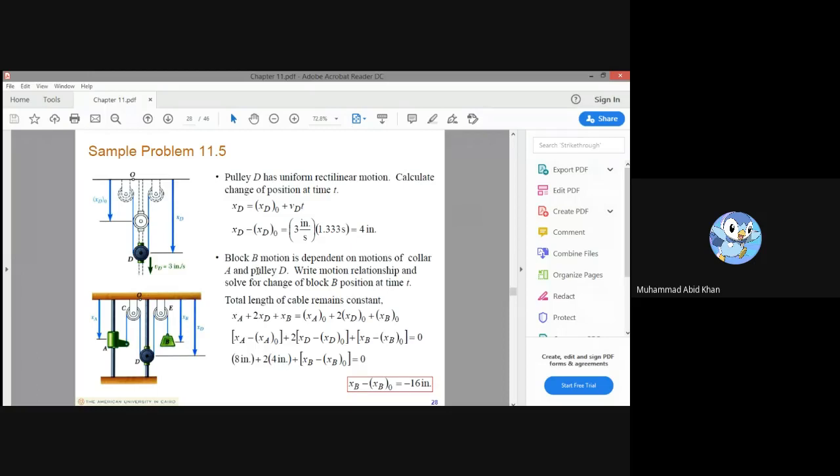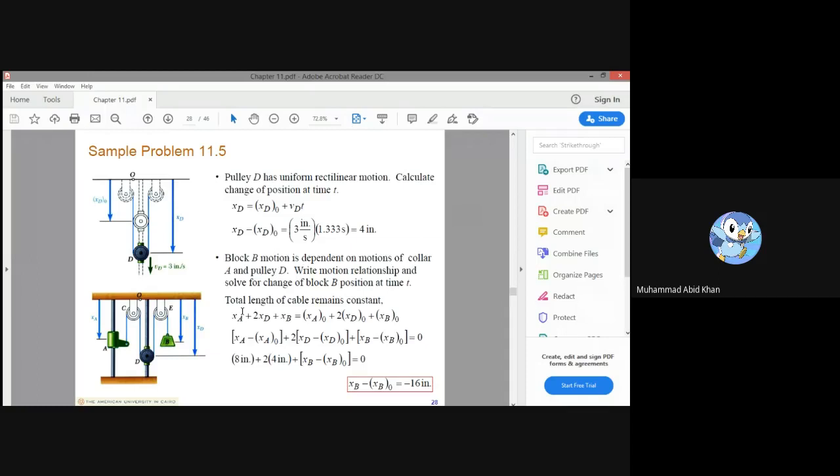The next one is block B. Its motion is dependent on the motion of collar A and pulley D. Here, where is it? Yes. Write the motion relationship and solve for the change of block B position at time t.